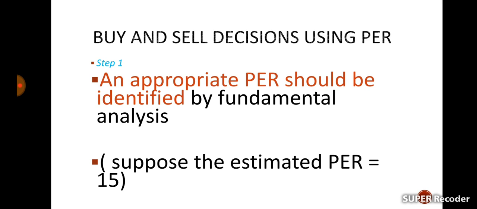There are 4 steps involved in a buying and selling decision using PER. The first step is to identify an appropriate PER by fundamental analysis. That means by considering the nature of the industry, nature of the firm, earnings, growth, etc.